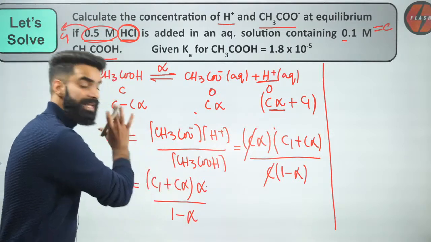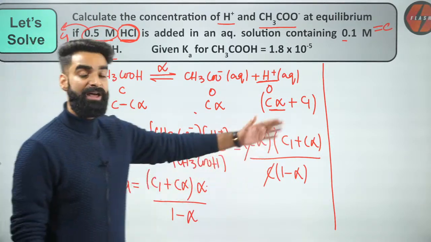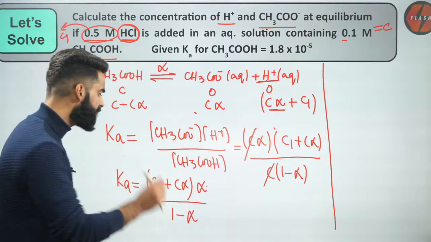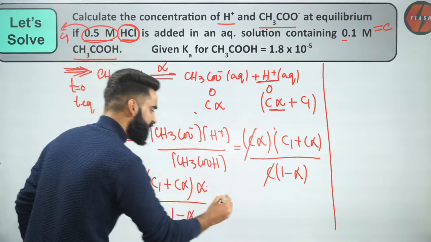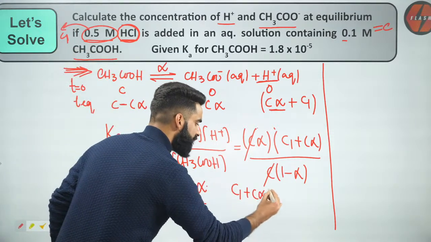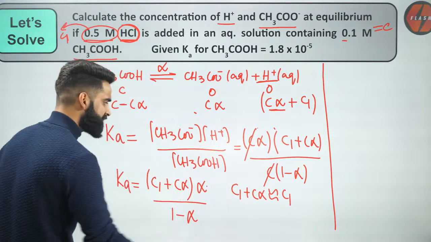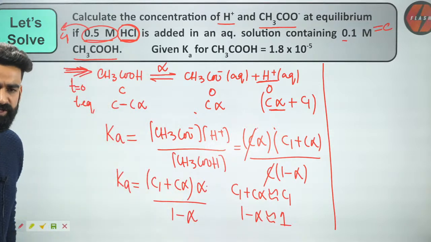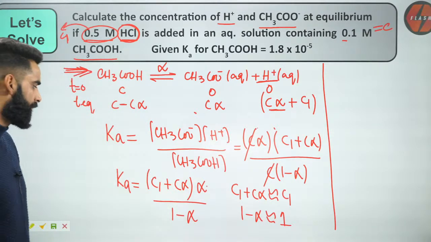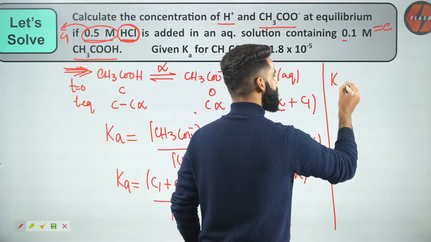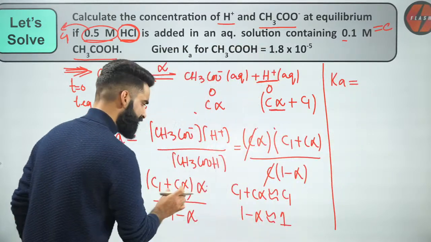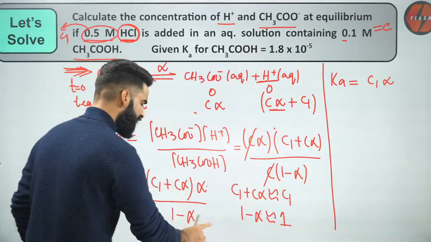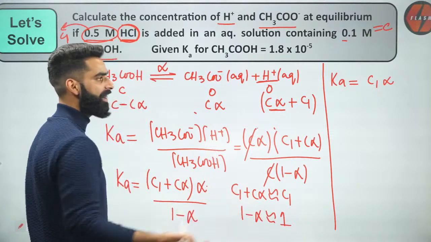Already we have checked, guys, we can do the neglection. We can neglect alpha because alpha value was coming out to be less than 0.05. So people, I can simply neglect alpha. Instead of C1 plus C alpha, I can simply write C1, and instead of 1 minus alpha, I can simply write 1. Now, I can simply write Ka equals C1 multiplied by alpha divided by 1.